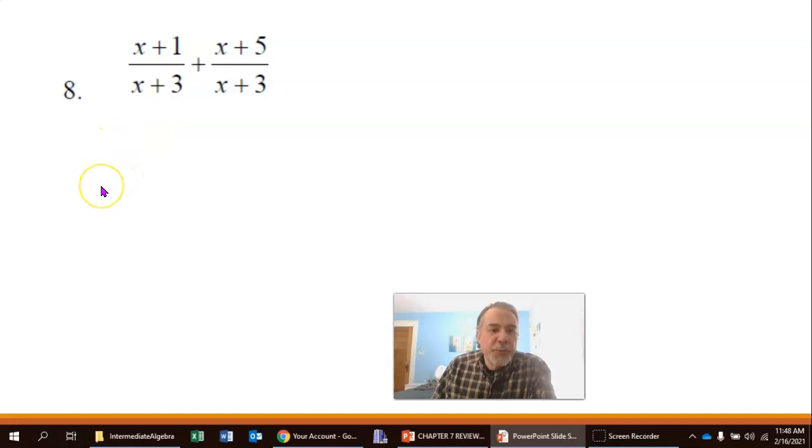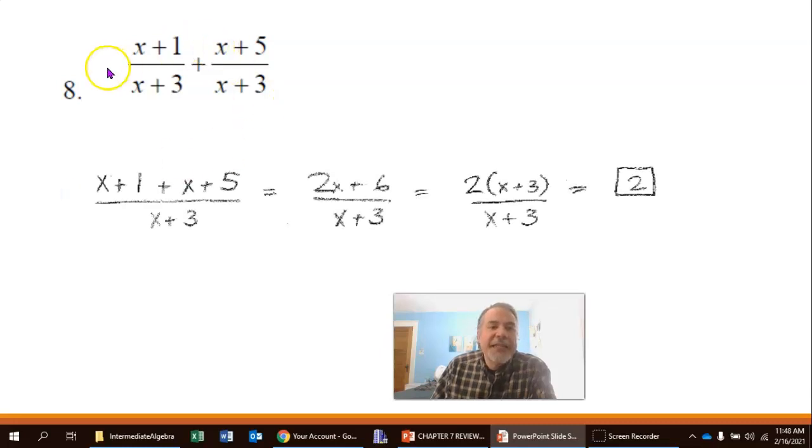Here's another addition problem, but this one's easier because these already have the same denominator as each other. So we keep that same denominator, x plus 3, in the answer, and just add together the numerators, x plus 1 plus x plus 5. When you combine like terms, that adds up to 2x plus 6. So now we have 2x plus 6 over x plus 3.